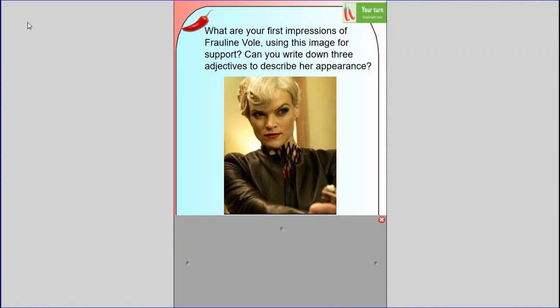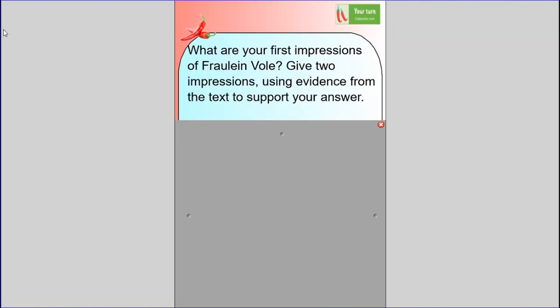And then Chili 2, you need to answer this question. What are your first impressions of Fraulein Vole? Give 2 impressions using evidence from the text to support your answer. So if you're answering Chili 3, I want you to complete all the chilies. If you're answering Chili 2, I want you to complete Chili 1 and Chili 2.